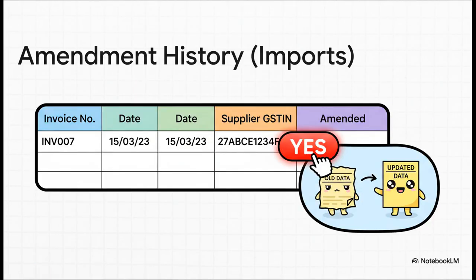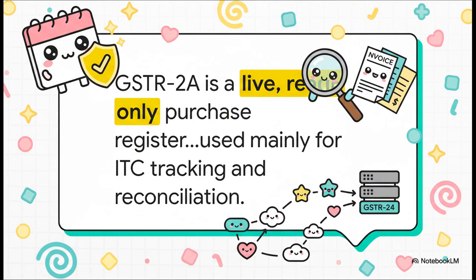And what if customs changes the details later? Well, the portal makes it really easy to see that. You just look for the word yes in the amended column. You can even click on that yes to see the original details and get the full story of what was changed.